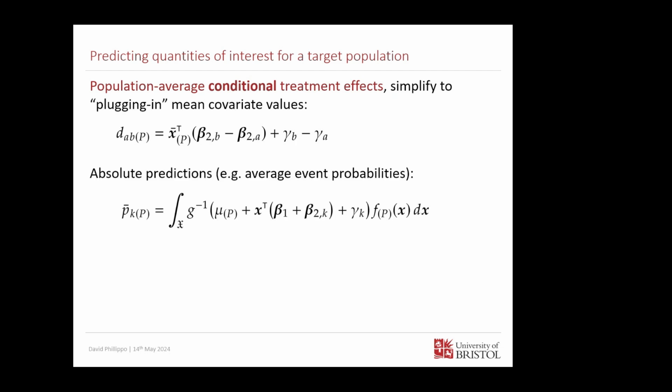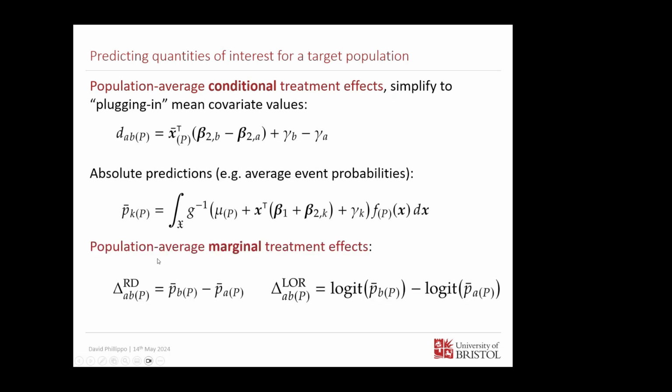Often we also want absolute predictions, so we might want average event probabilities. So say, for example, if we're putting these things into an economic model, we might need to know average event probabilities in a target population. And again, this just goes through this marginalization integral, which we can evaluate numerically. So these are just average predictions, so average event probabilities in the target population.